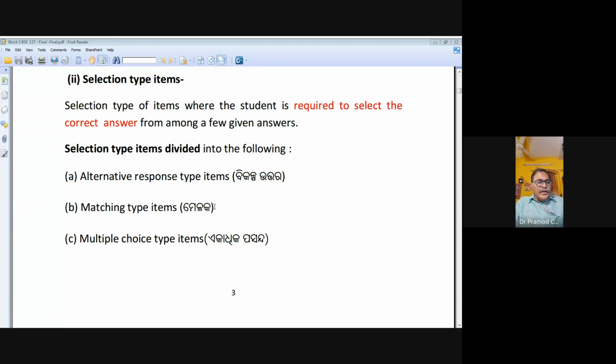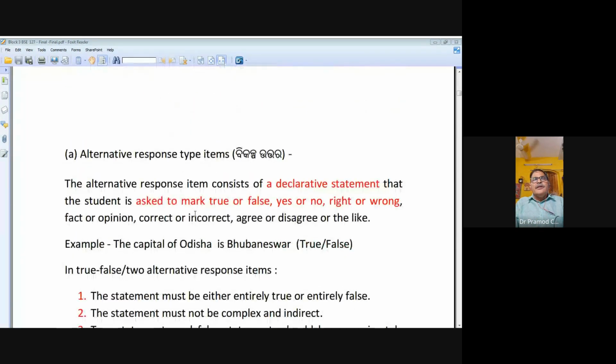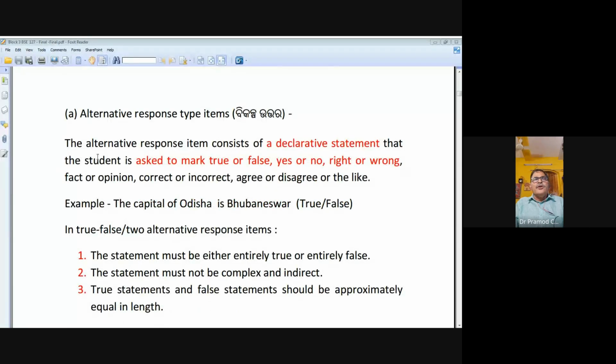I will give you the examples. Suppose you will have to say yes or no, true or false, all these things. Suppose when I will say that the capital of Odisha is Bhubaneswar, whether it's true or false, then you can able to say yes or no. Suppose Bhubaneswar is the capital of Odisha, yes or no. But in one sentence should be there. So alternate response rate, then automatically we can say that the alternative response item consists a declarative statement.